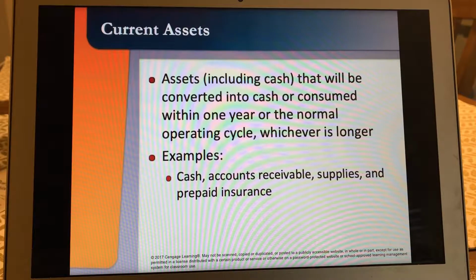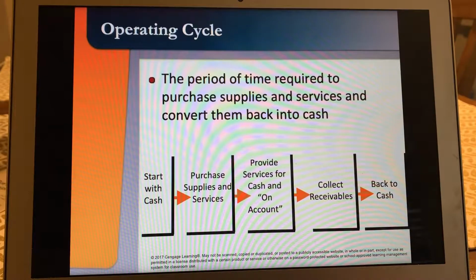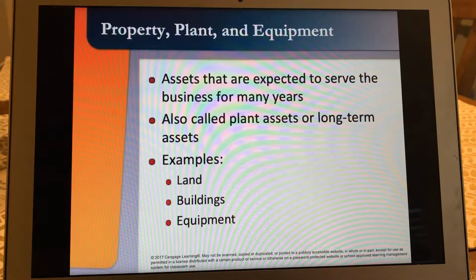Examples: cash, accounts receivable, supplies, and prepaid insurance. Operating cycle, the period of time required to purchase supplies and services and convert them back into cash. So it starts with cash, purchase supplies and services, provide services for cash and on account, collect receivables, back to cash. Property, plant, and equipment are assets that are expected to serve the business for many years, also called plant assets or long-term assets. Examples: land, buildings, and equipment.